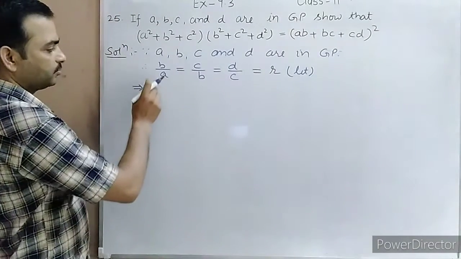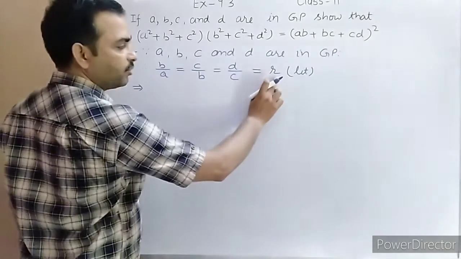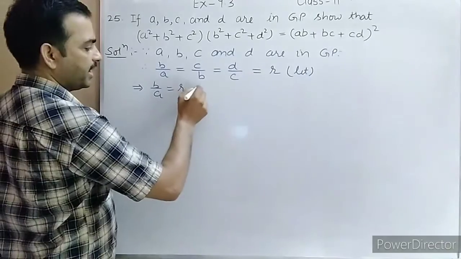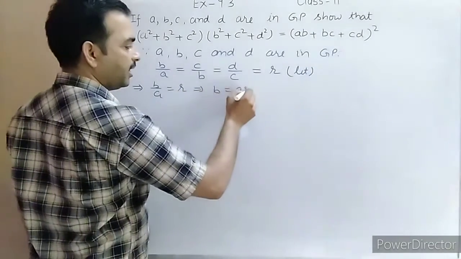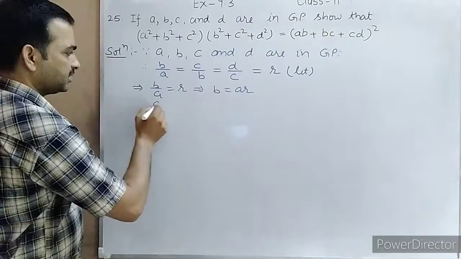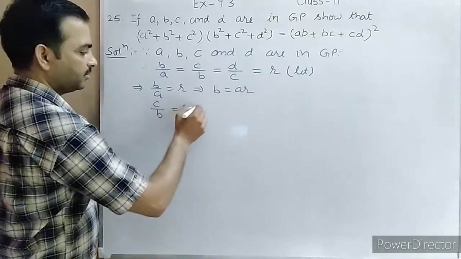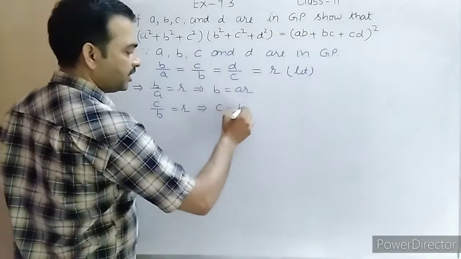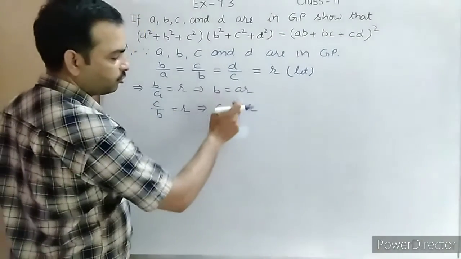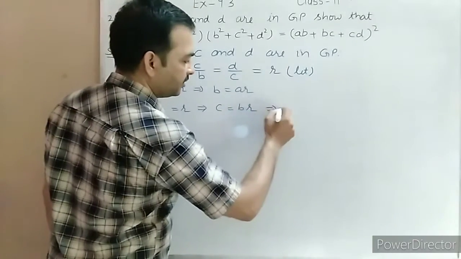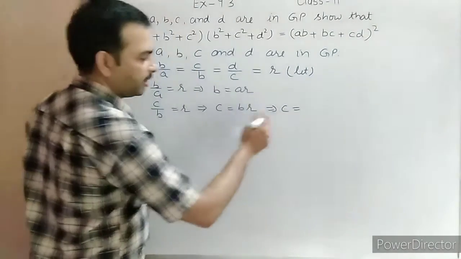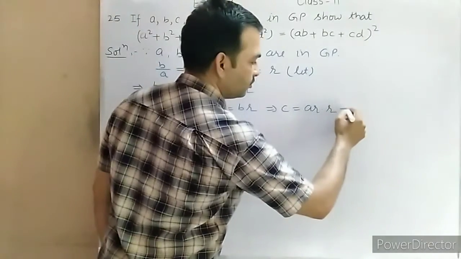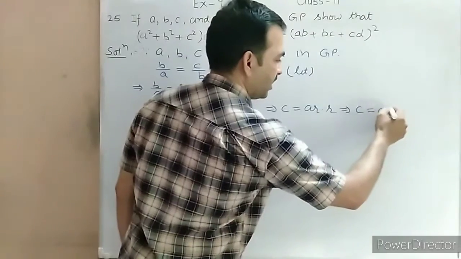This implies, if I take B by A is equal to R, I get B is equal to AR. If I take C by B is equal to R, this implies C is equal to BR. Using B equals AR here, I get C is equal to AR multiplied by R, so C is AR square.